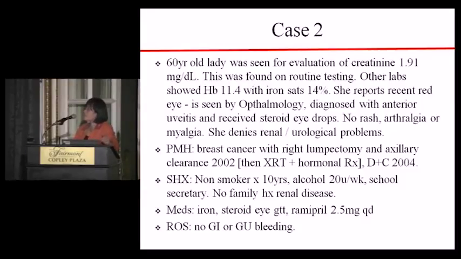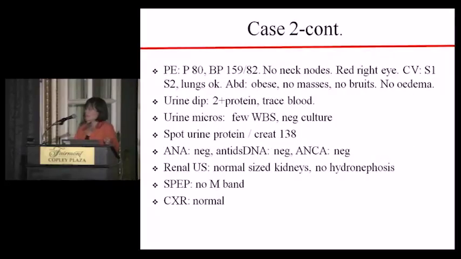Past medical history is significant for breast cancer with treatment. Social history, she's a non-smoker, still drinking alcohol. Okay. Medication is very simple: iron, steroid eye drop, and an ACE inhibitor. Physical exam shows elevated blood pressure, otherwise unremarkable, except also clearly a red eye. Okay. Urinalysis shows proteinuria and hematuria, and other tests are unremarkable. She had a normal renal ultrasound, negative serologies, normal ANA, and chest X-ray.